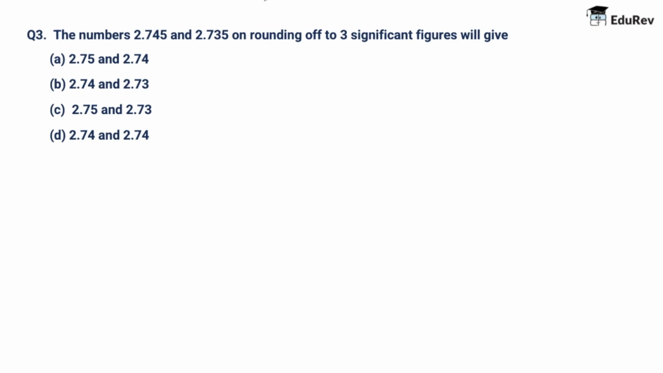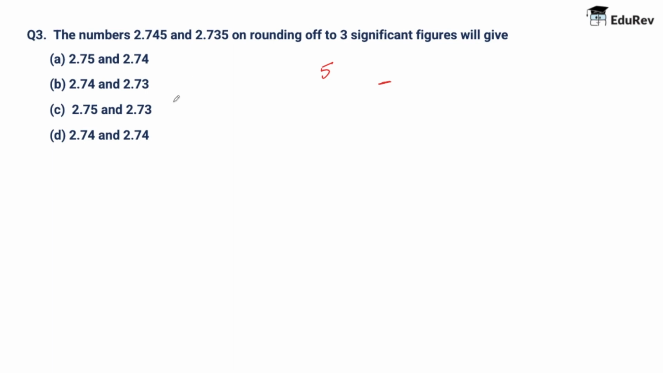Let's find out. If the digit to be dropped is less than 5, then the preceding digit is left unchanged. Whereas if the digit to be dropped is more than 5, then the preceding digit is raised by 1. That is, if the number that I am dropping is less than 5, then the preceding number will be unchanged, whereas if it is greater than 5, then it will be changed. That is, it will be increased by 1.